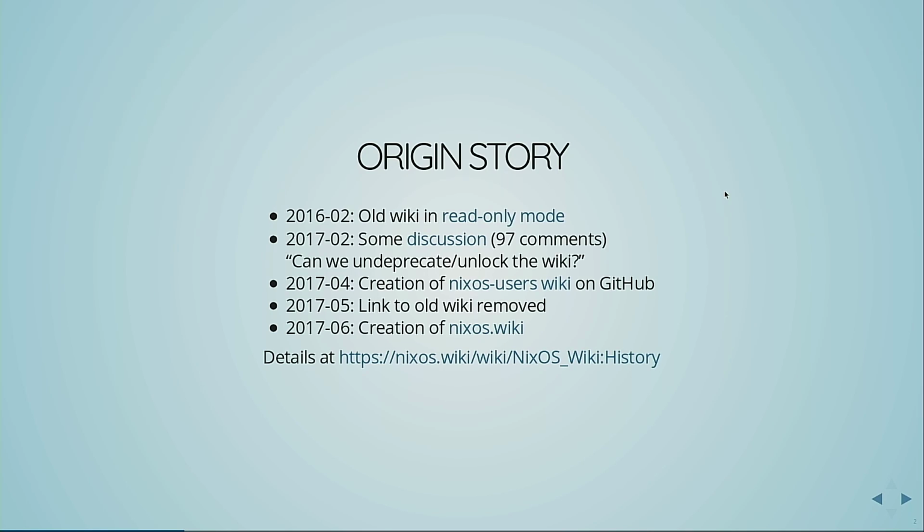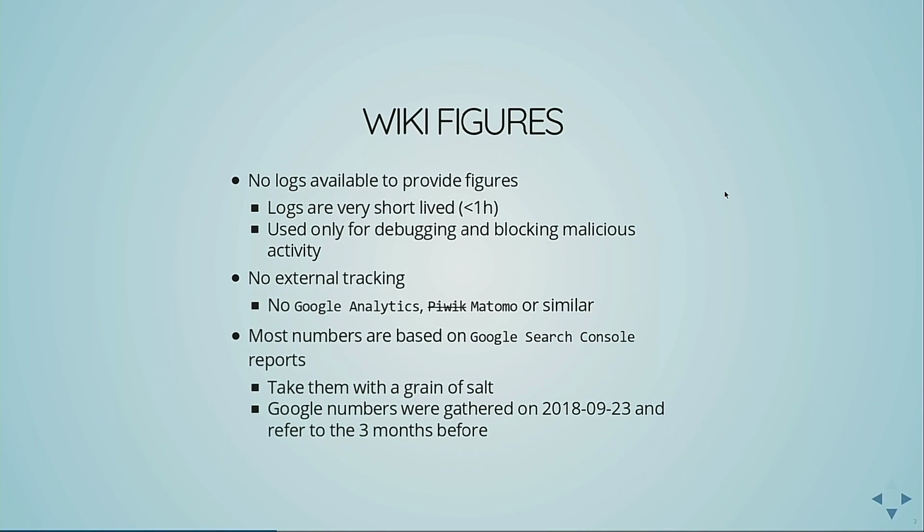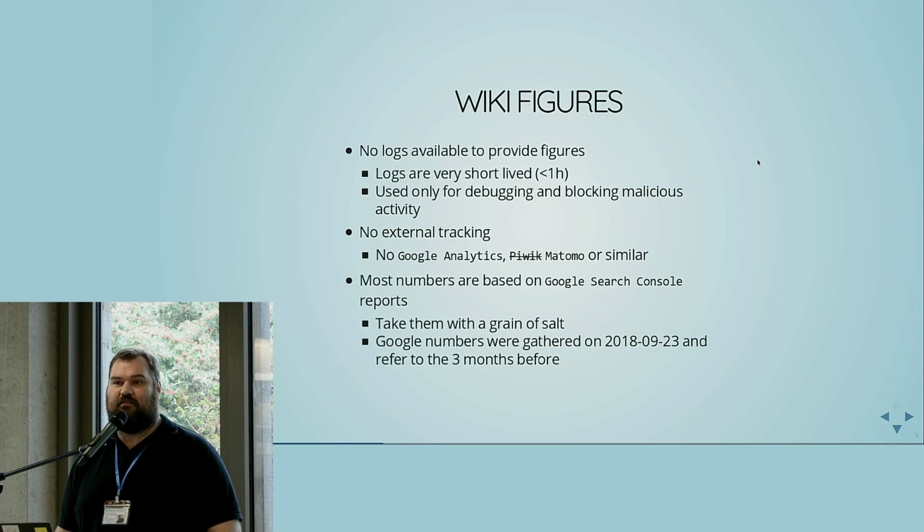Yes, there's a detailed history available in the wiki itself. So some figures I will present to you, just to provide some background. There's basically no logging on the wiki, so we don't have proper numbers. They are all taken from the Google Webmaster Tools, because that's the only source of numbers I had available. They always represent a range of 3 months before I extracted them. So I want to give you an impression of what is often looked at in the wiki.